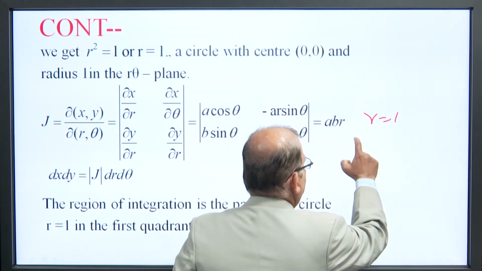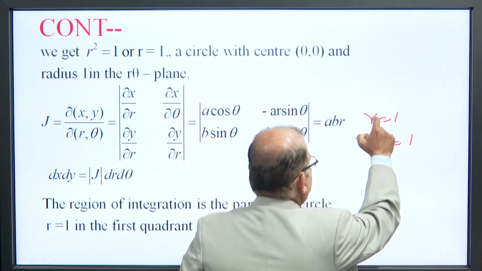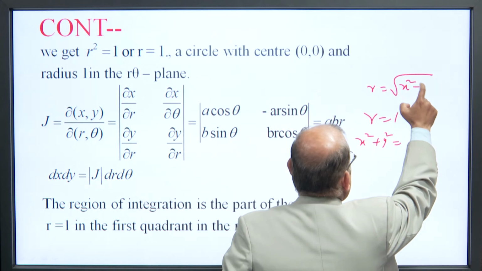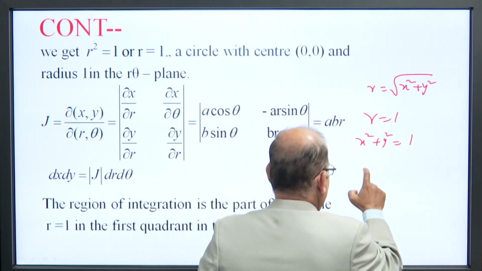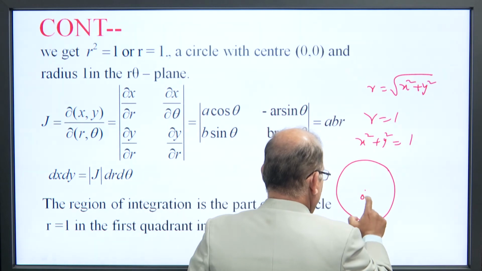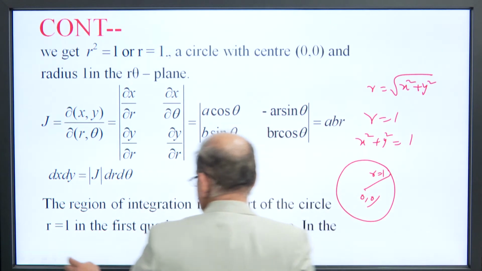R is equal to 1 is nothing but x square plus y square is equal to 1. This means we get a circle with center 0 0 and r is equal to 1.